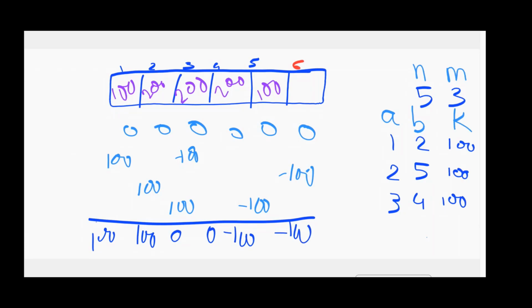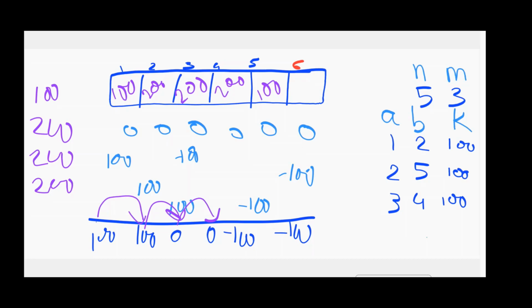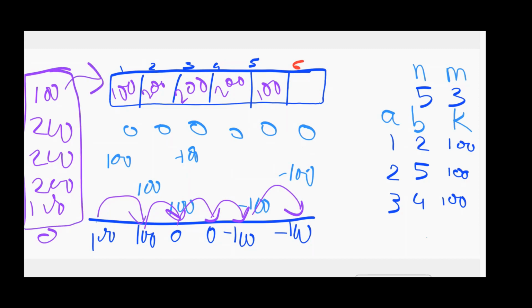Now applying the prefix sum algorithm on this, for the first index we get 100, for the second index we add 100 plus 100 and get 200. Now we add 200 plus 0, which gives us 200. Now we add 200 plus 0 again, which gives us 200, and now 200 minus 100, which gives us 100, and 100 minus 100 again, which gives us 0. So we take the maximum value out of this, which is 200, and that is the answer.